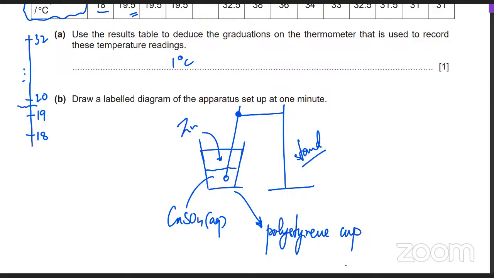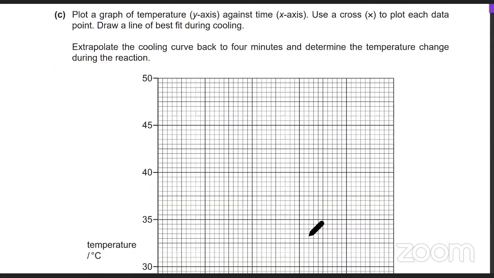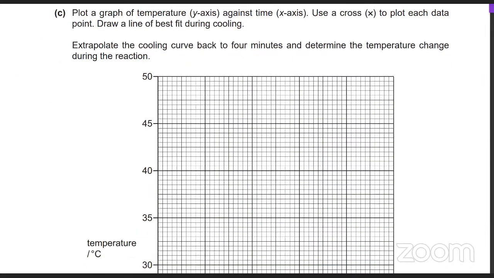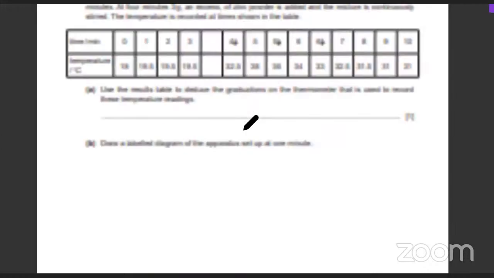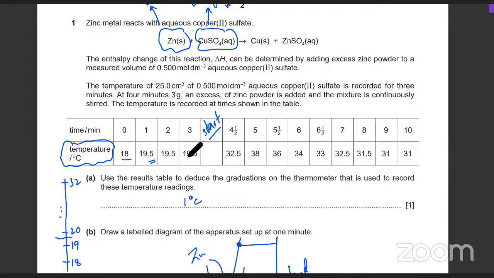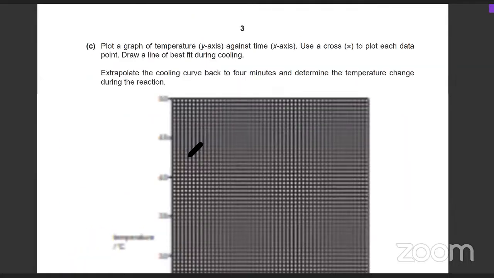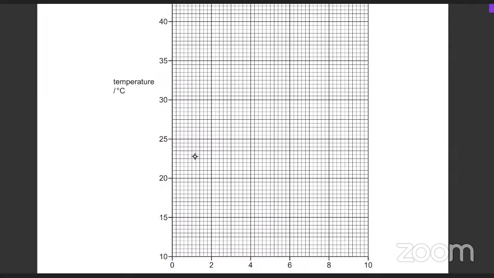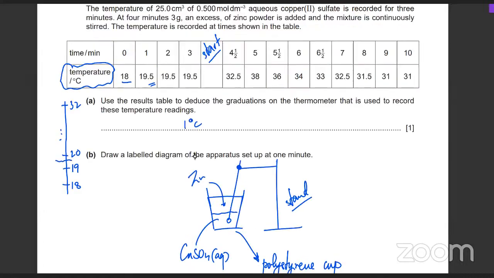As for the next one, plot a graph of temperature on the y-axis against time, which is the x-axis. Use a cross to plot each point. So I'm going to plot all the points which are given below. So 0, 1, 2, 3, that's 18, 19.5, and then 19. So for the first 3 minutes, 0, 1, 2 and 3, it was 18 and then three 19.5s.